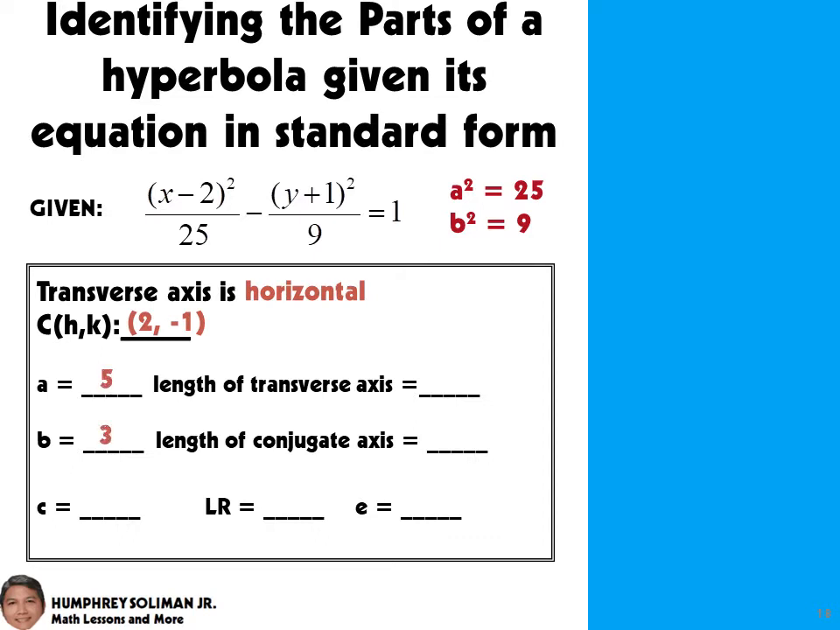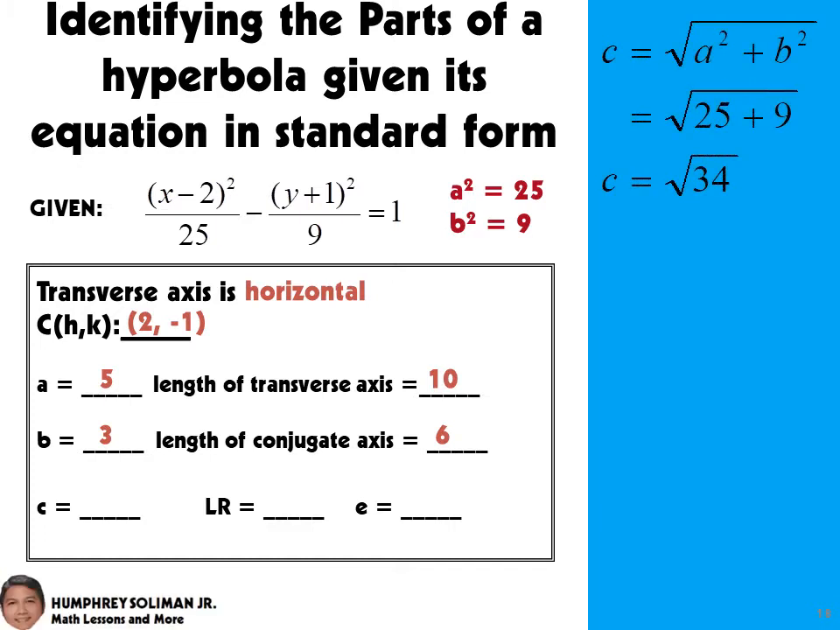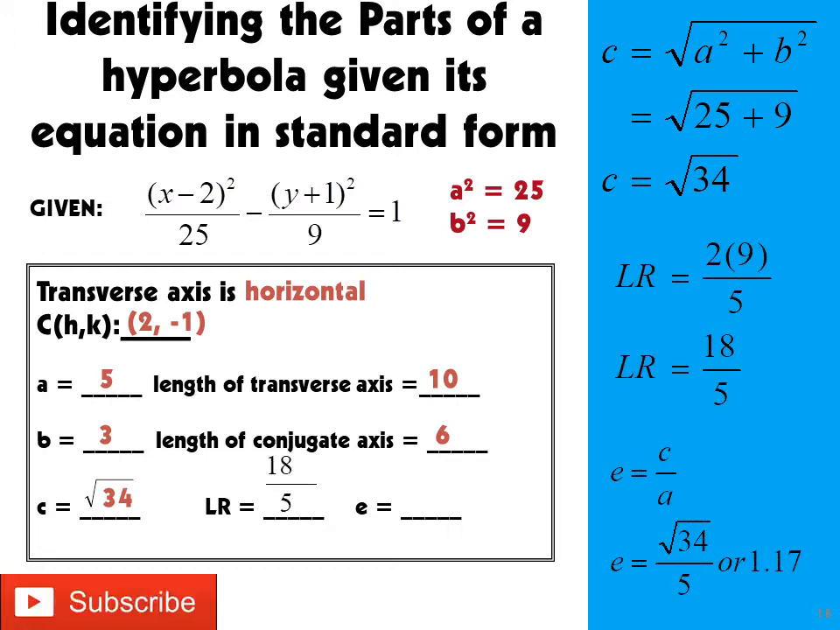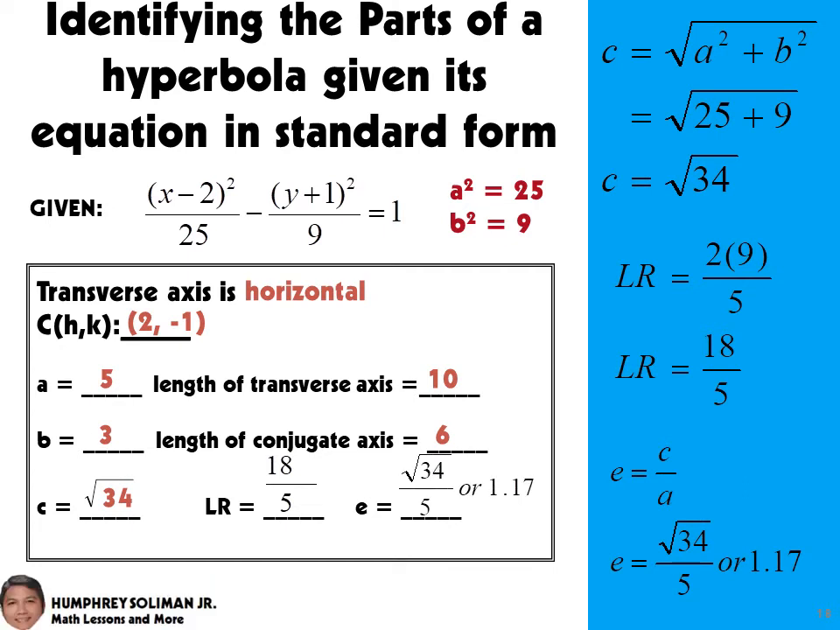The length of a is 5, the length of b is 3, the length of the transverse axis is 10, and the length of the conjugate axis is 6. Using the Pythagorean theorem, we can get the length of c equals the square root of 34. The length of LR is equal to 18/5. And the eccentricity is the square root of 34 over 5.